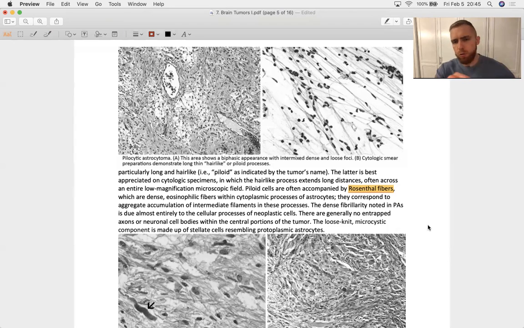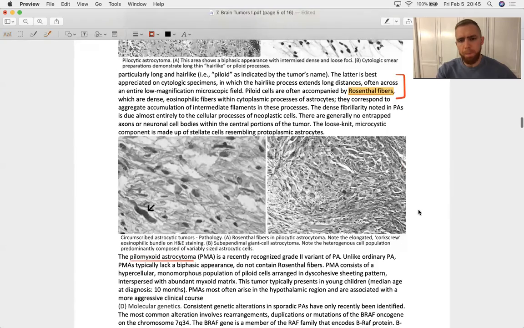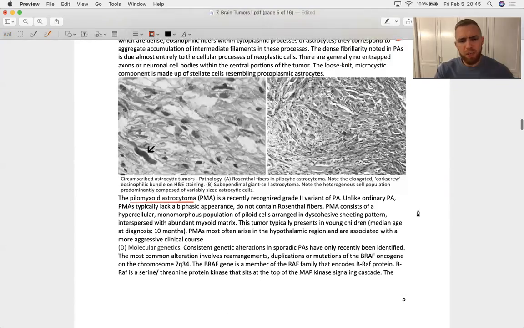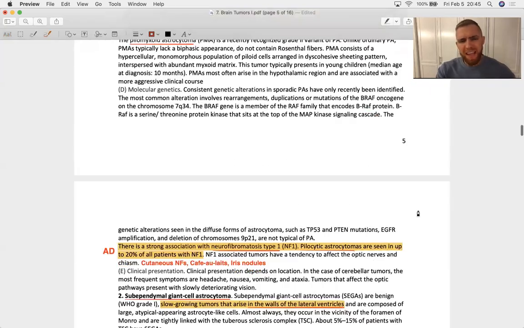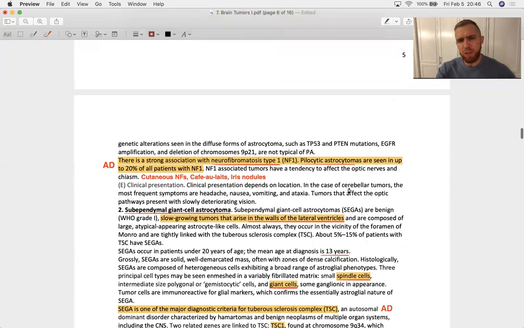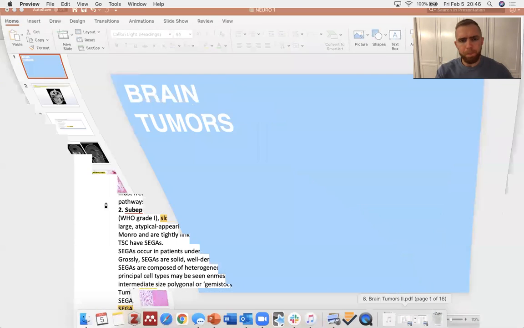So the Rosenthal fiber is a characteristic finding of the pilocytic astrocytoma, and they're brightly eosinophilic. And that's about the last thing that you would want to know about the pilocytic astrocytoma, besides the fact that it's heavily associated with neurofibromatosis type 1, which is an autosomal dominant disorder.